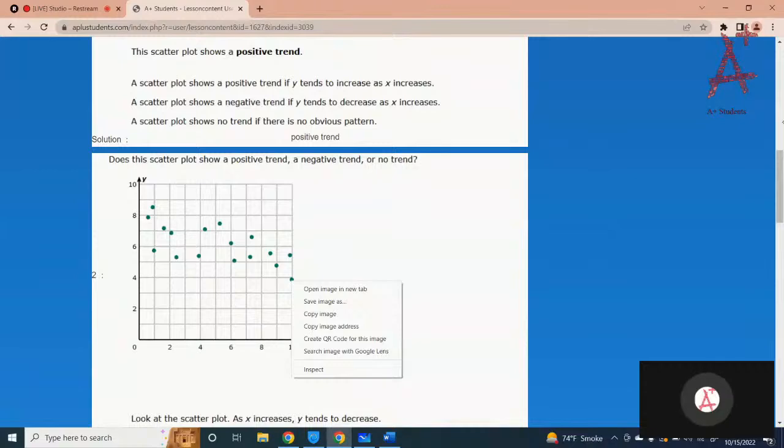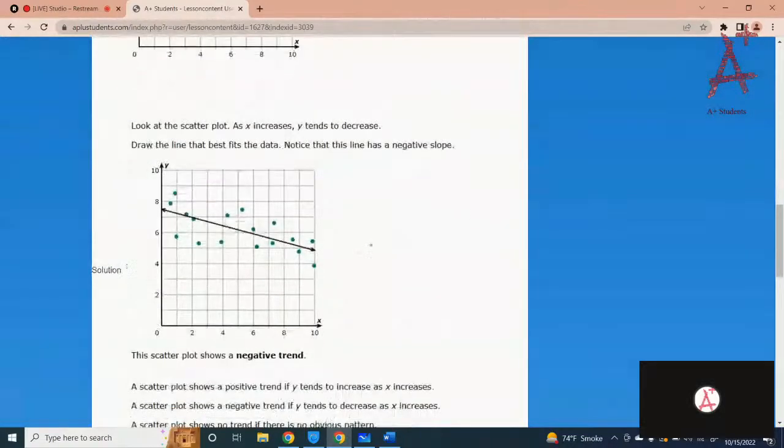Make a best fit line that covers most of the data. Here you have, and this line shows a negative slope. Got it? Because y values are decreasing. So it shows a negative slope. Got it? So it would be a negative trend. Got it?